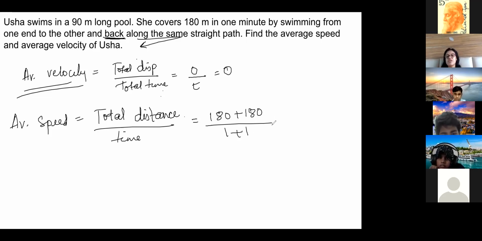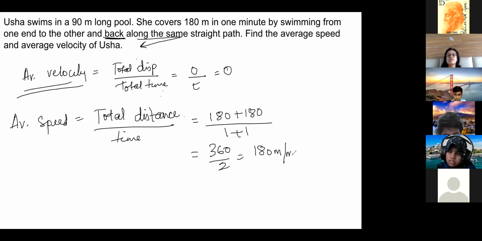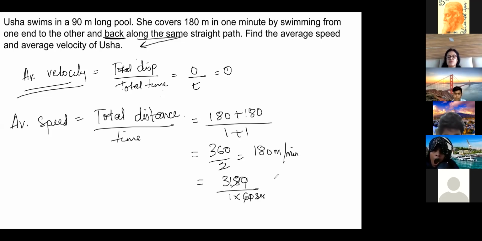So 1 plus 1 minute is 2 minutes. So how much is it? 360 upon 2. So it is equal to 180. What will be the unit? Meter per second. It is minute. Okay. So you can convert minute into second also because 1 minute means how much? How many seconds? 60 seconds. So it will be 3 meter per second.